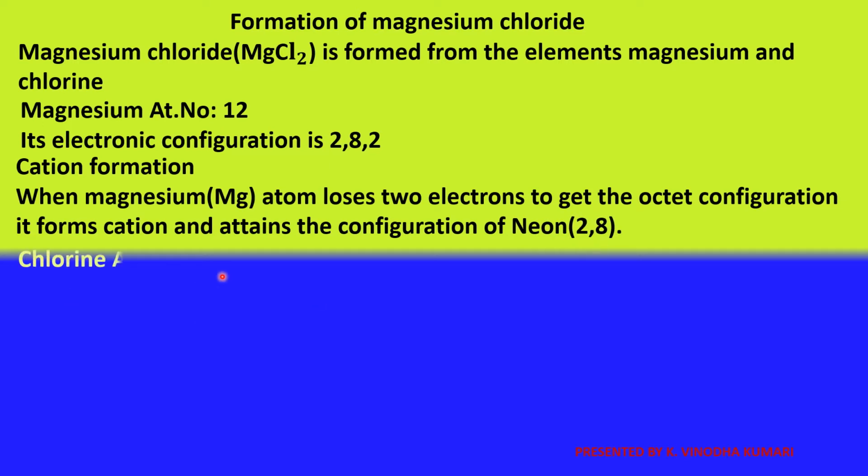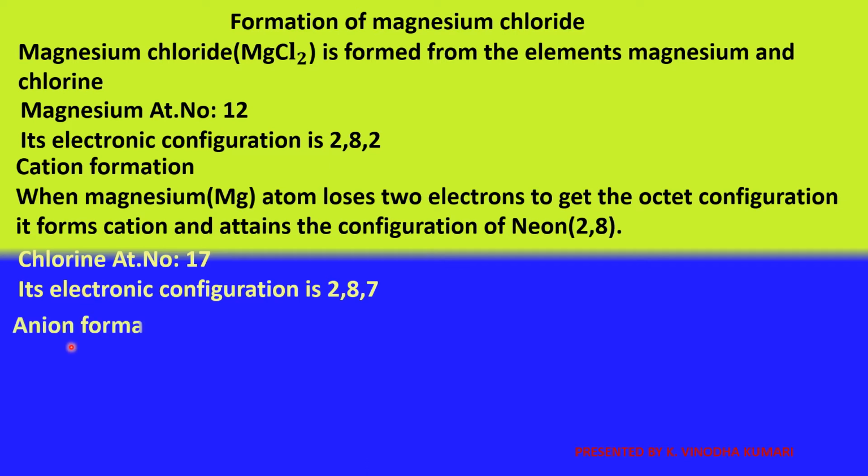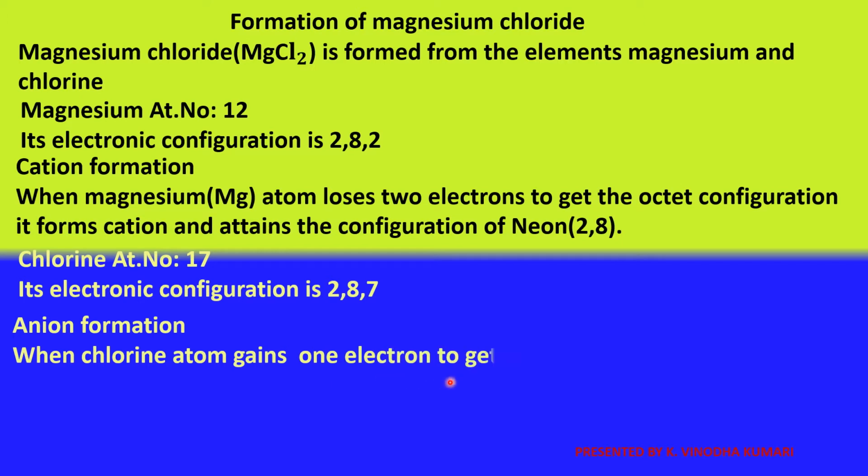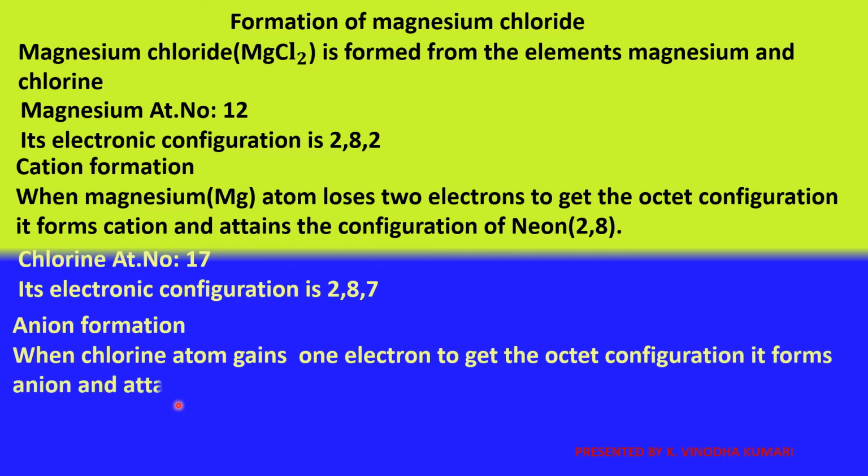Chlorine, whose atomic number is 17 and configuration is 2, 8, 7, is short of 1 electron, so it gains the electron. Gaining of an electron leads to the formation of an anion. So chlorine forms an anion. Whenever one chlorine gains 1 electron, it gets the configuration of argon, that is 2, 8, 8, and forms the anion.